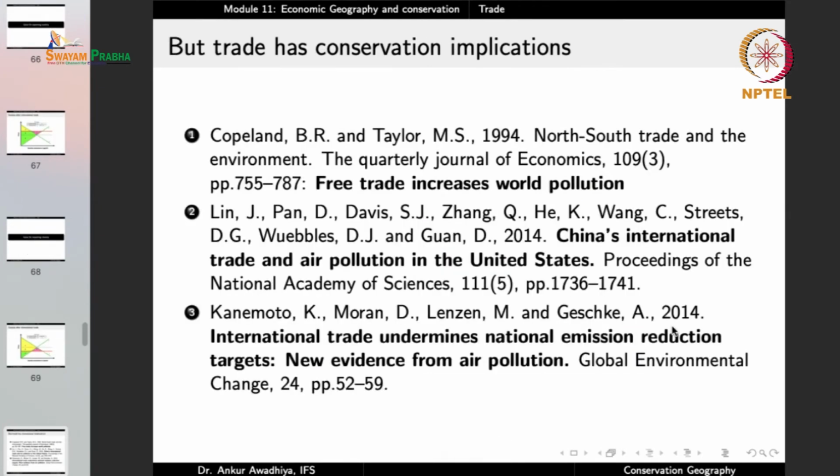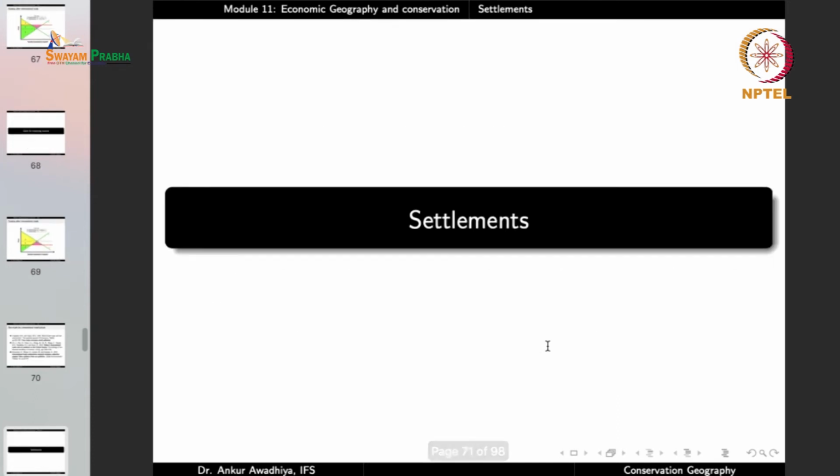But the thing is, trade also has several conservation implications. Trade increases world pollution, even moving across boundaries, and it helps to undermine national emission reduction targets. So there are large amounts of conservation implications of trade. So trade is going to happen because trade is useful for both importing and exporting countries, and basically trade is in the benefit of everybody. But then we have to be mindful of what we are trading.